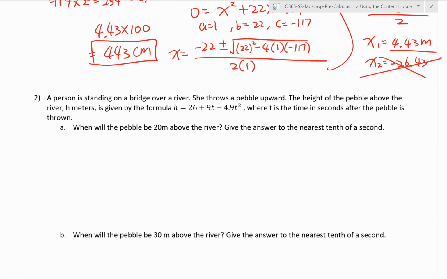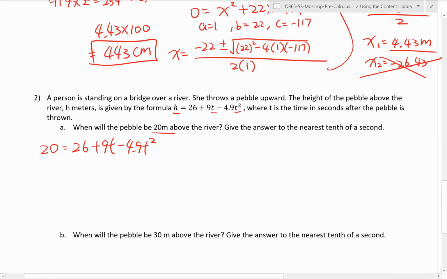Okay, so to solve this question, we first need to understand that h, again, is the height of the pebble above the river. t is the time. Here it tells us when it is going to be 20 meters above the river. So what we need to do is plug in 20 into h and solve for t.